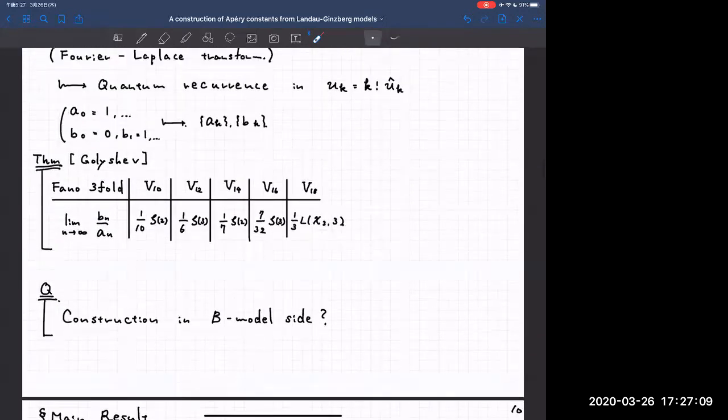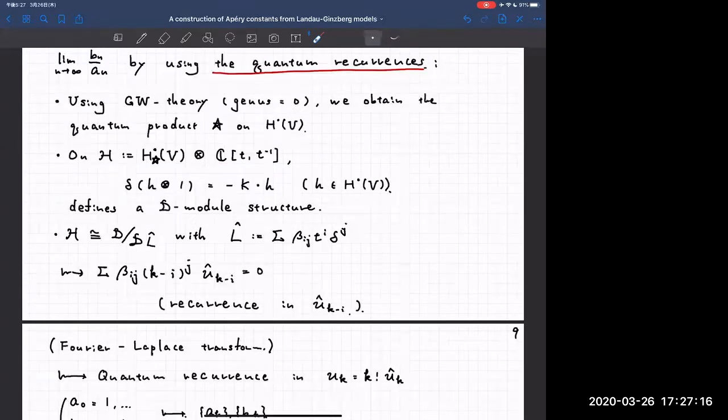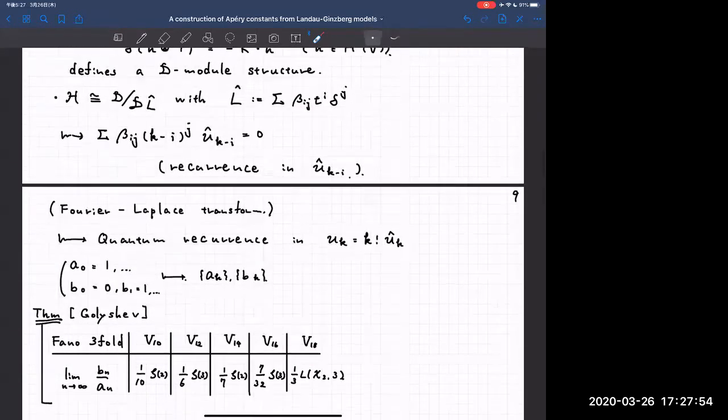Could you explain what is beta ij in the previous slide? Beta ij is just, this is the definition of beta ij. There is a result that for the given D-module H, we can obtain an isomorphism to D over D L hat for a certain L hat. And by using this L hat, we define the quotient beta ij by taking the quotient for the Ti del j term. Oh, I see. Thank you. And I'm sorry, honestly, I couldn't explain in detail about the quantum recurrences. Maybe it would be my future work to understand it more precisely. I see. Okay.